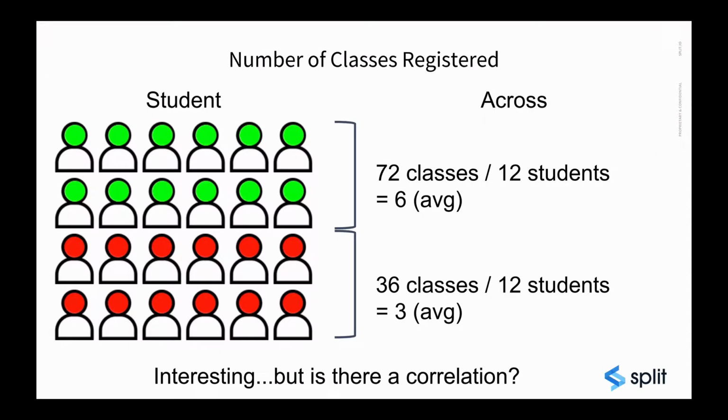This is a simple test of number of classes someone might register for, where we have an on population of 12 students and an off population with 12 students. The on population had 72 classes for an average of 6, and the off population an average of 3. That's interesting, but is there a correlation?